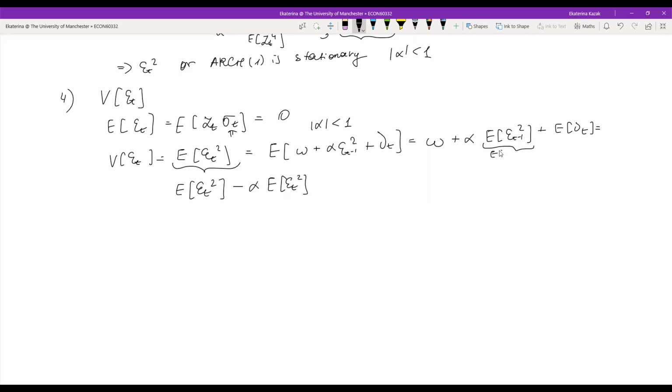So again, we use the stationarity condition and replace the expected value of epsilon t minus 1 squared with the expected value of epsilon t squared. And the expected value of the error term is 0. And so our expected value of epsilon t squared times 1 minus alpha is omega. And so what we will write very often, the unconditional expectation of our squared returns, unconditionally, without seeing any data or information, is given by omega divided by 1 minus alpha.